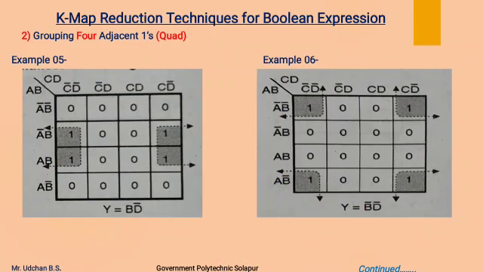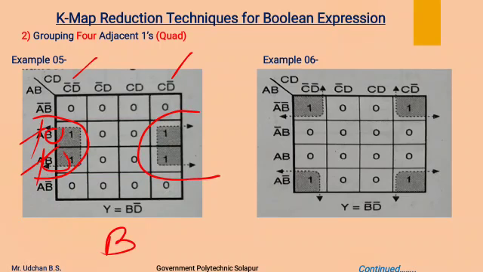Now in the next example, again these are the 4 ones, and these 4 ones are adjacent to each other, so we can make a group of 4 ones, that is a quad. The terms related to this quad are A bar B, AB, C bar D bar, C D bar. Now this A bar and this A get cancelled with each other, this B and this B will give you a single B. After that, from these 2 terms, this C bar and this C get cancelled, D bar and D bar will give you a single D bar. So the equation will be Y is equal to B D bar.